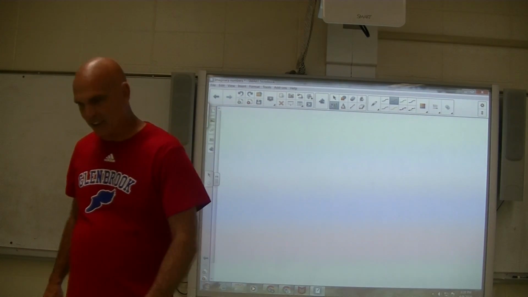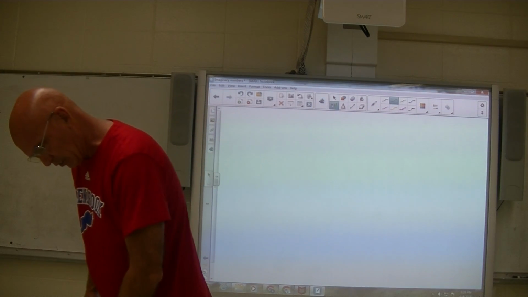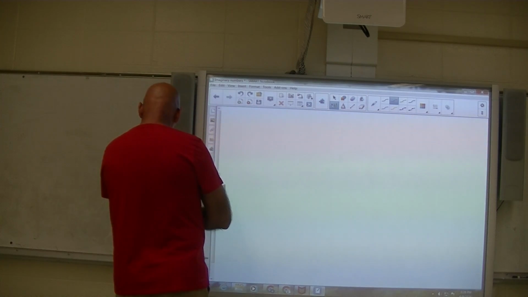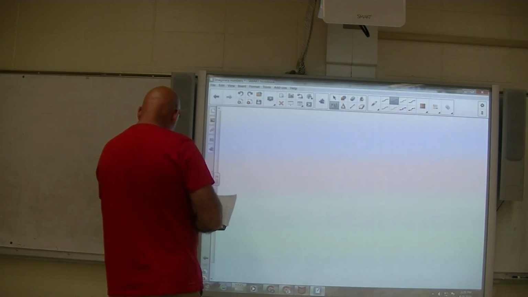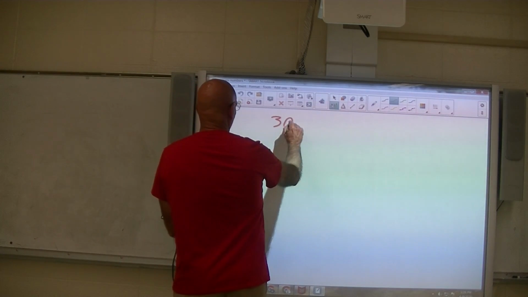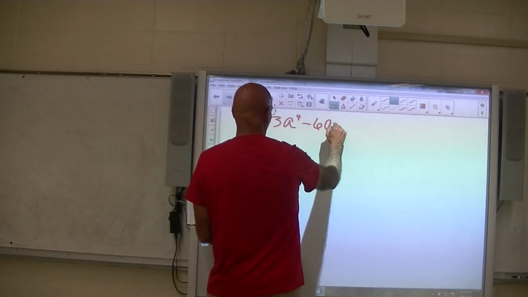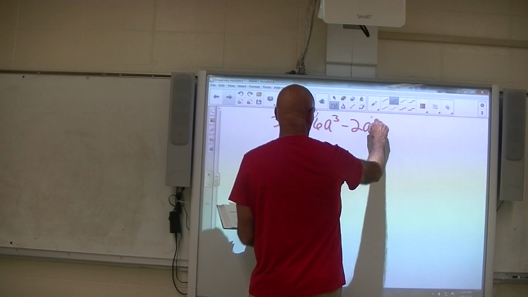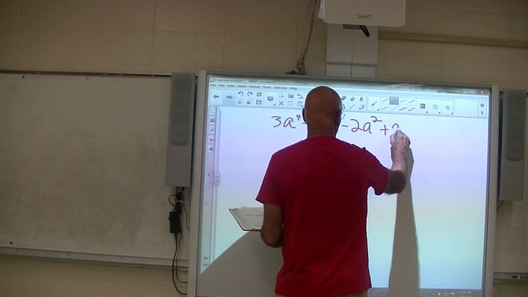Let me do one more like this because I know it's kind of complicated the first time you see it. So let me pick out one more example to do for you here out of this book. Like this. 3a to the 4th minus 6a cubed. Notice they don't have to be x's, right? Minus 2a squared plus a minus 6.